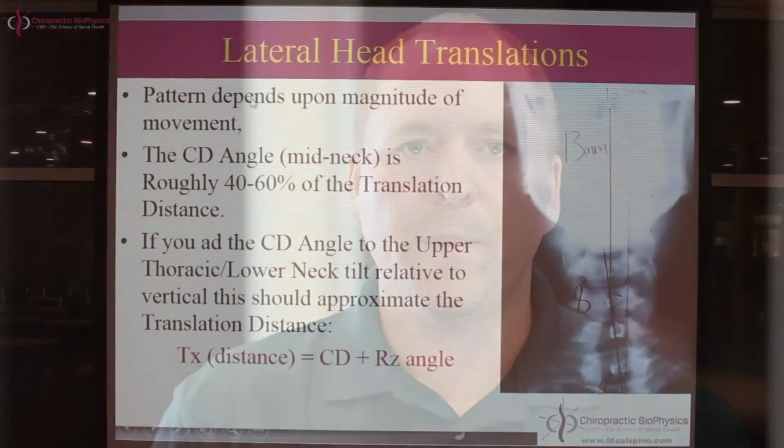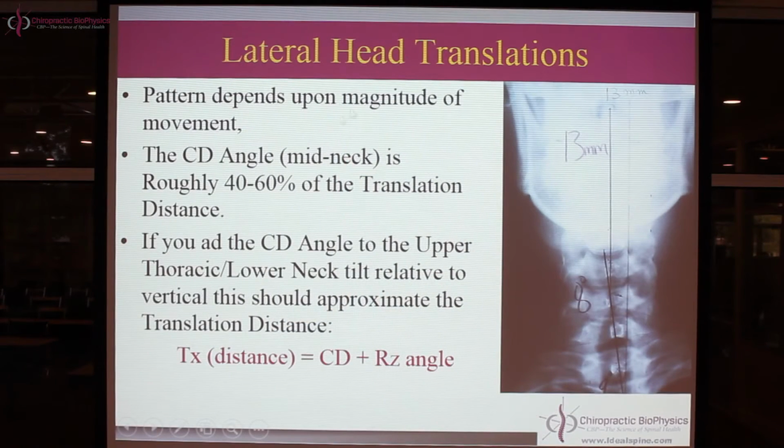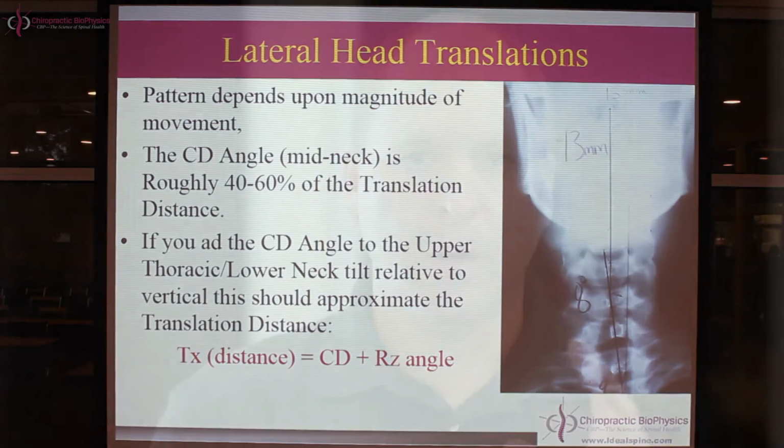Okay, so this is my summary. It says the pattern depends on the exact magnitude of movement. How far did I move? The mid-neck angle is roughly 40 to 60% of the translation distance. And it says here, if you add the two angles together, even though they're going in opposite directions, if you take their absolute value, just the raw number, not the plus and minus, and you add them together, they should be close to the translation distance.